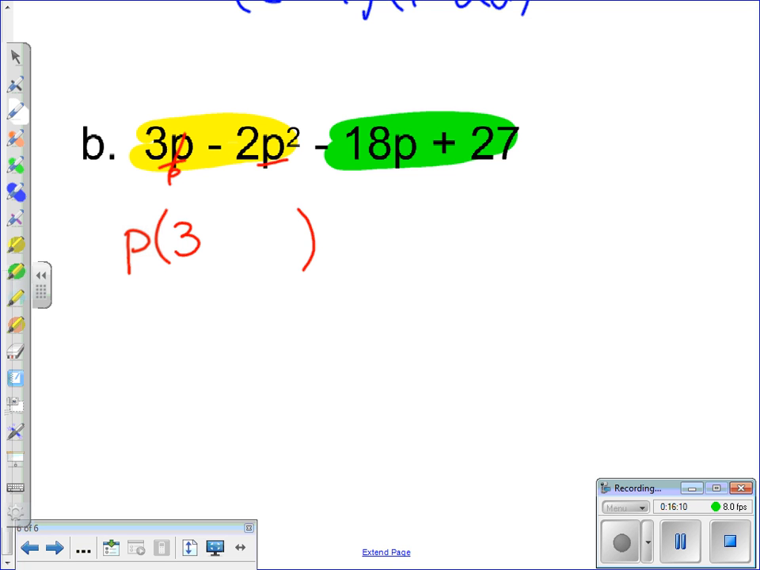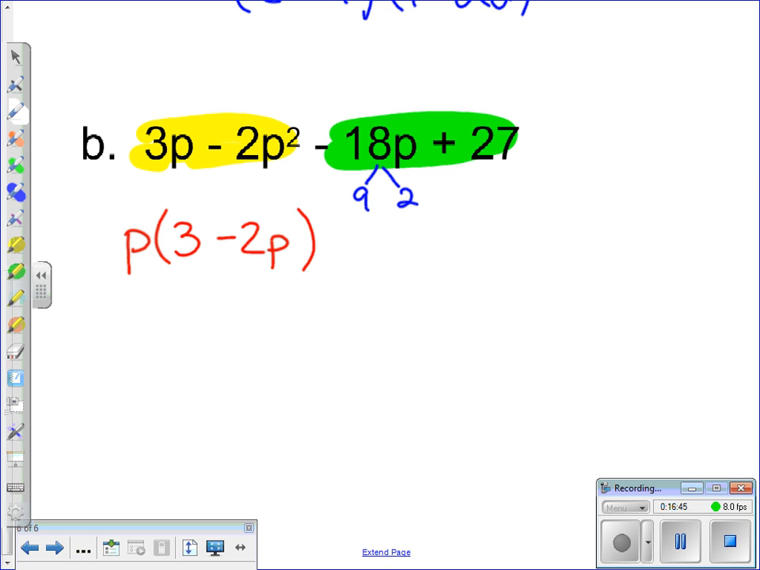If you were to divide by P in the second part, you would subtract exponents. 2 minus 1 is still 1, so you'd have minus 2P. So if you know the greatest common factor, you could just divide by it. If you don't know the greatest common factor, write out all the factors, just like we were doing before. Like in the second part, 18. You may not know that the greatest common factor between negative 18p and 27 is 9. So you might have to work it out.